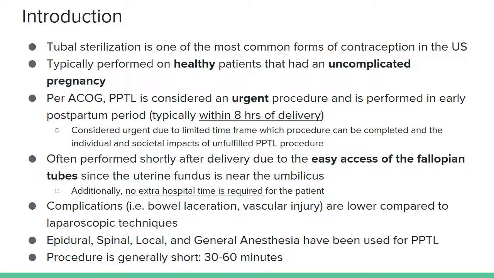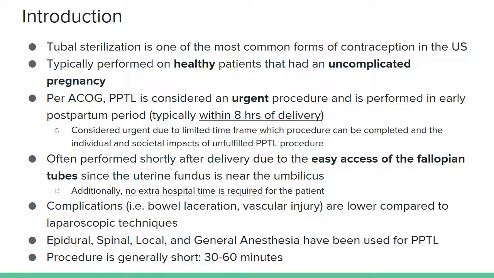In introduction, tubal sterilization is one of the most commonly performed forms of contraception in the United States. It's typically performed on healthy patients that had uncomplicated surgeries or pregnancies. Per ACOG, postpartum tubal ligation is considered an urgent procedure and is performed early in the postpartum period, typically within 8 hours of delivery. Because the uterine fundus is located at the level of the umbilicus, access to the fallopian tubes is facilitated through a small subumbilical incision.